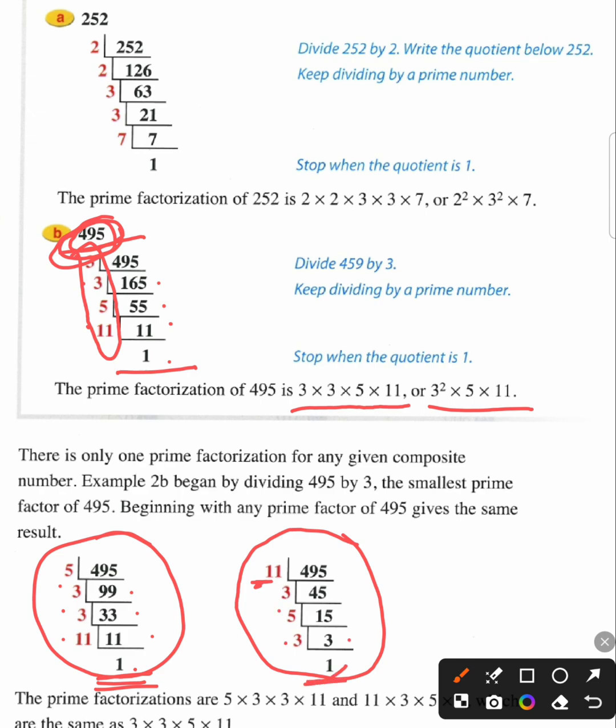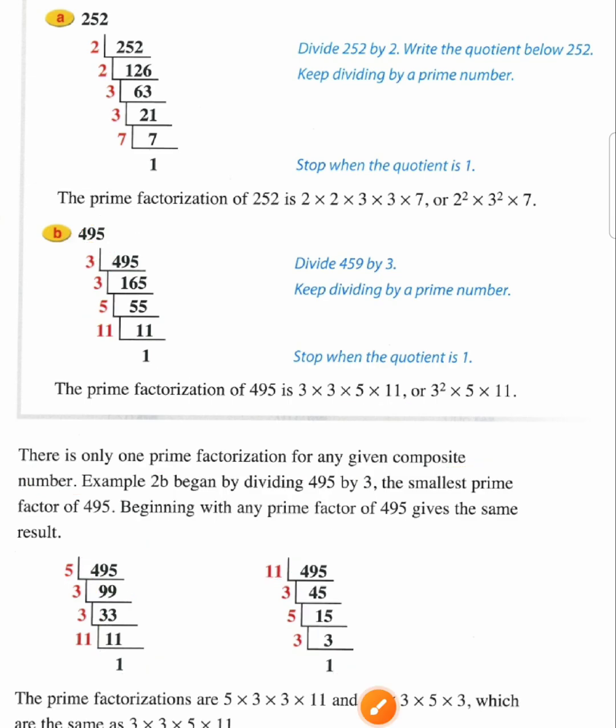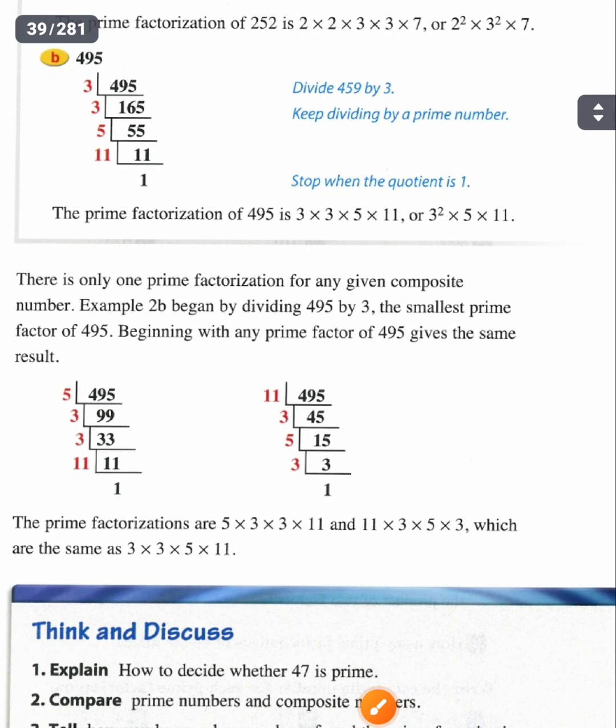But be careful. As you can see here, the factors are 5, 3, 3, 11, and here 11, 3, 5, 3. So they are the same, only in another order. It means there is only one prime factorization for any given composite number. If you start with 5 or with 11, we will get the same results. So now you can write that the prime factorizations 5, 3, 3, 11 and 11, 3, 5, 3 are the same.